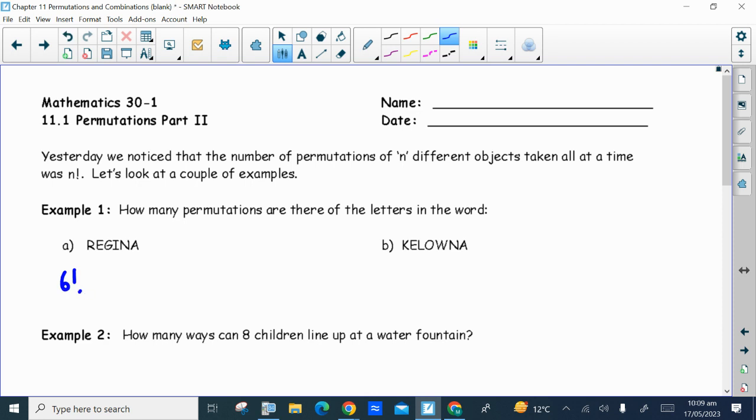Using the fundamental counting principle, you could mark down 6 spaces. There'd be 6 choices for the first letter, and then 5, and then 4. Again, you have to assume that it's like Scrabble tiles. Like once you use a letter, it can't be used again.